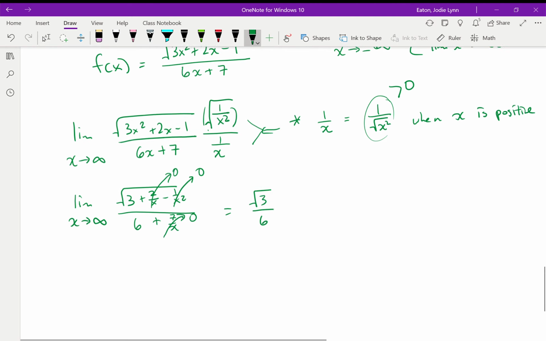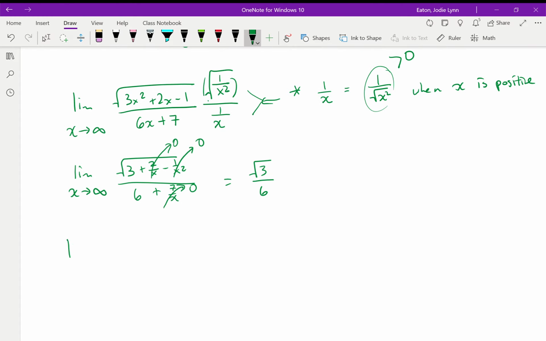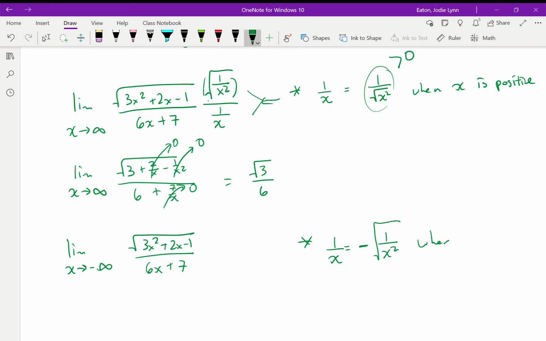Okay. So now we have to look at the limit as x approaches negative infinity. Every other case so far, it should be the same, but in this case, it's not going to be. The reason is, we're going to take the limit of 3x squared plus 2x minus 1 over 6x plus 7. So let's consider what happens when 1 over x is negative. If this is negative, and we consider 1 over radical x squared, this is always positive. So in order to make these equal, the absolute value of these are going to be the same, this has to be negative. So we have to make that negative in order to make these equal when x is negative.